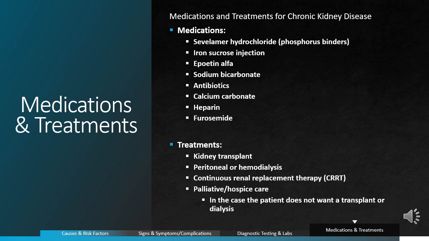Treatments include kidney transplant, peritoneal or hemodialysis, continuous renal replacement therapy known as CRRT, palliative hospice care in case the patient does not want a transplant or dialysis.